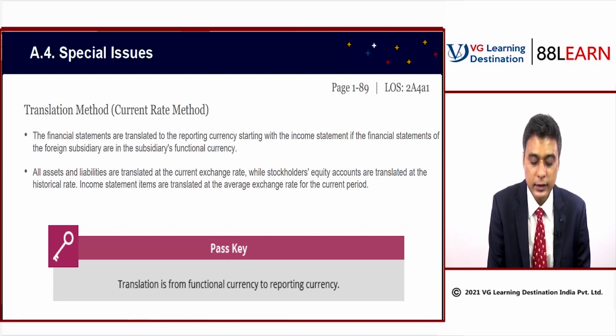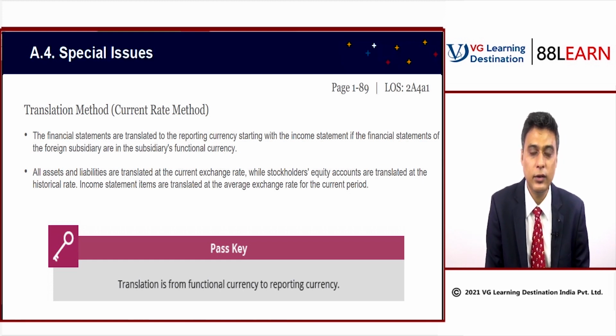And here, what are the rules? All the assets and liabilities are translated at the current exchange rate. So all the assets and liabilities at the year-end rate, the current exchange rate is the year-end rate.